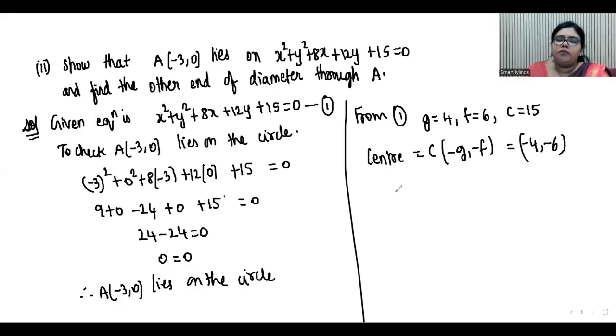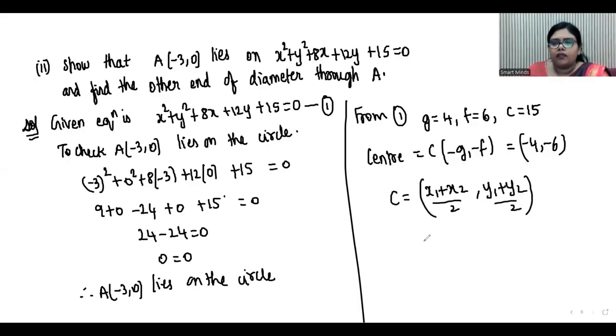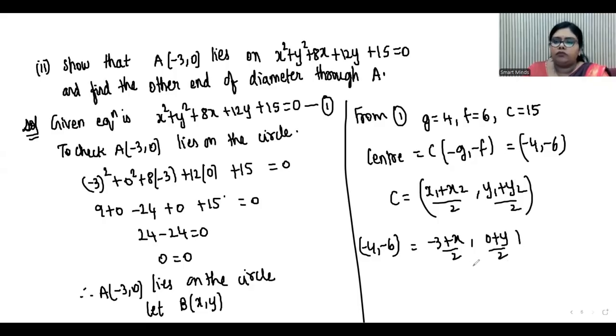Now we apply the midpoint formula. C = ((x1 + x2)/2, (y1 + y2)/2). In the place of the center, we will write (-4, -6). We take A as (x1, y1) and B as (x, y). Let B be (x, y). So that is ((-3 + x)/2, (0 + y)/2).